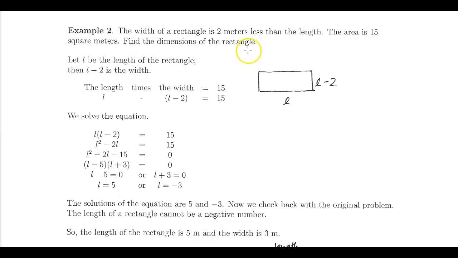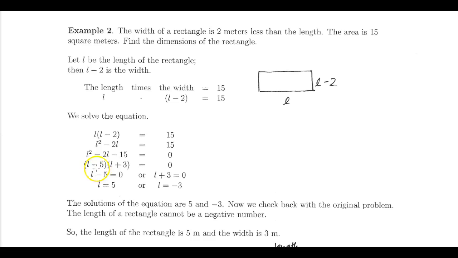So if we want to find the dimensions of the rectangle, we can take length times width to give us the area of 15. So L times L minus 2 is equal to 15. And we can solve that equation. So if I distribute the L, we have L squared minus 2L equal to 15. We can subtract 15 from both sides to make sure we have standard form. And the factors of L squared minus 2L minus 15 are L minus 5 times L plus 3. Okay, so we get negative 15 in the last term, and 3L minus 5L gives us negative 2L.